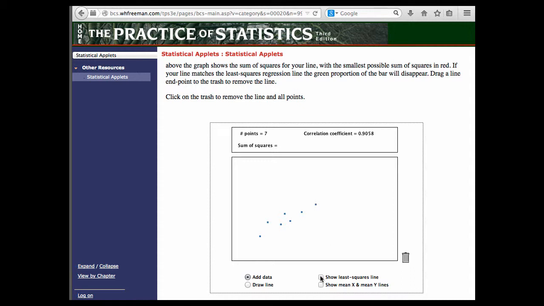You can check the box to show the least squares regression line if you'd like to see the line that it forms. We'll be coming back to this in one of the later lessons. You can hit the trash can and start over. Alright, so maybe I wanted to have a negative 0.7 now. So just start clicking. Oh, I almost had a 0.7. There, that's close. That's a little bit closer.